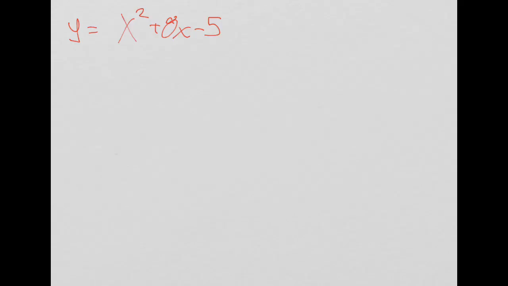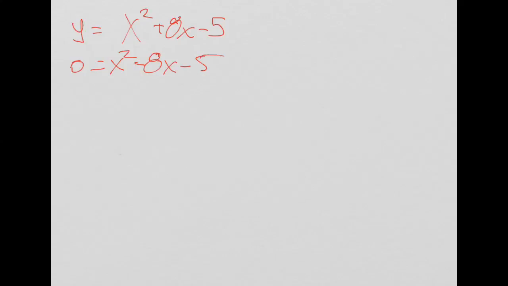Alright, skill maintenance video number 2, a little refresher on completing the square. So first thing we're going to do is take this equation and set it equal to 0. So we're going to get x squared minus 8x minus 5. And now let's take that minus 5 and add 5 to both sides to move it over to get 5 equals x squared minus 8x.